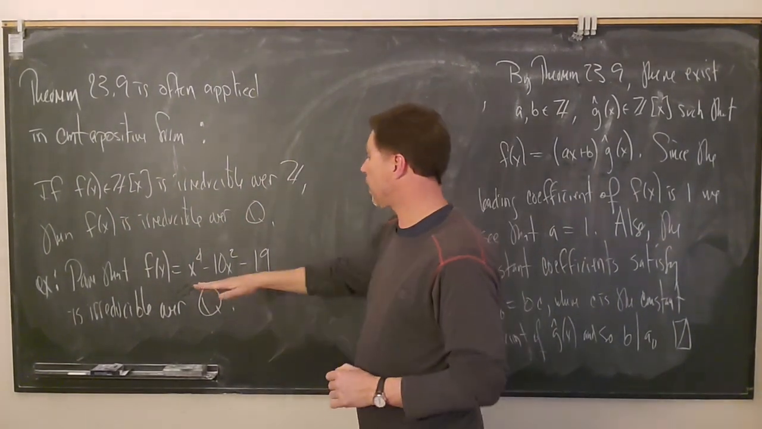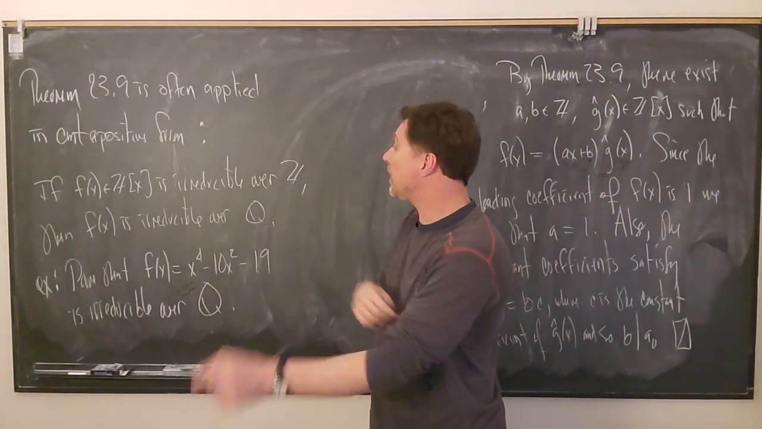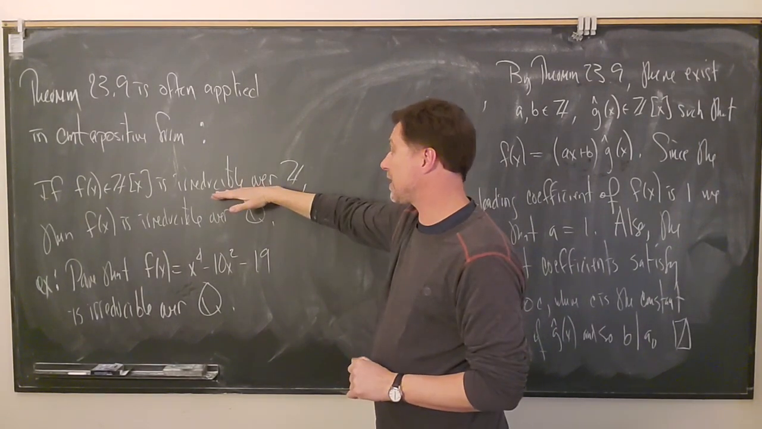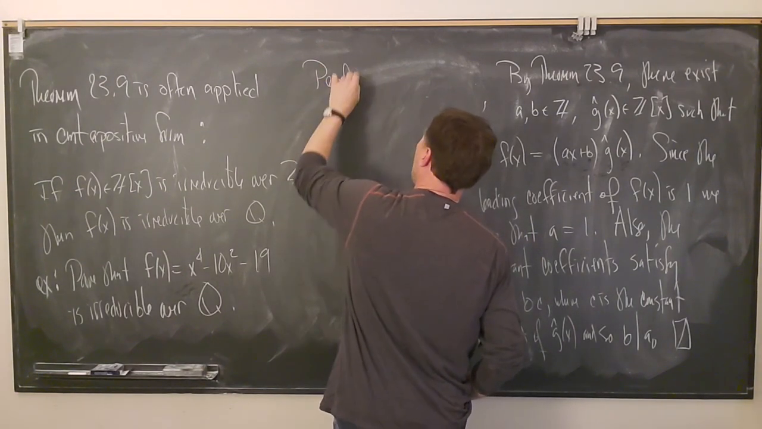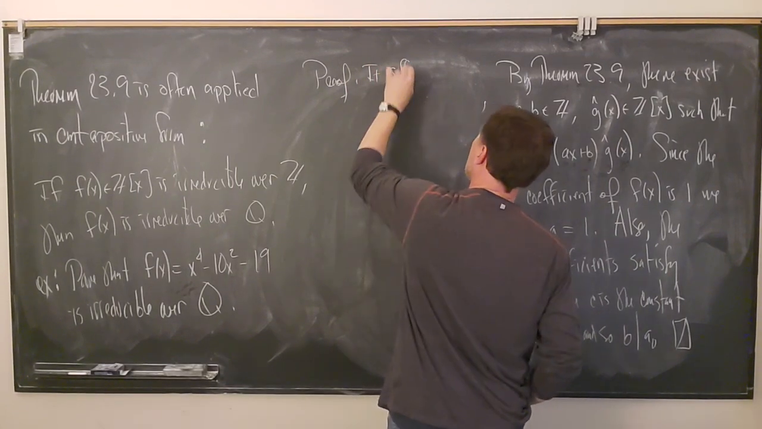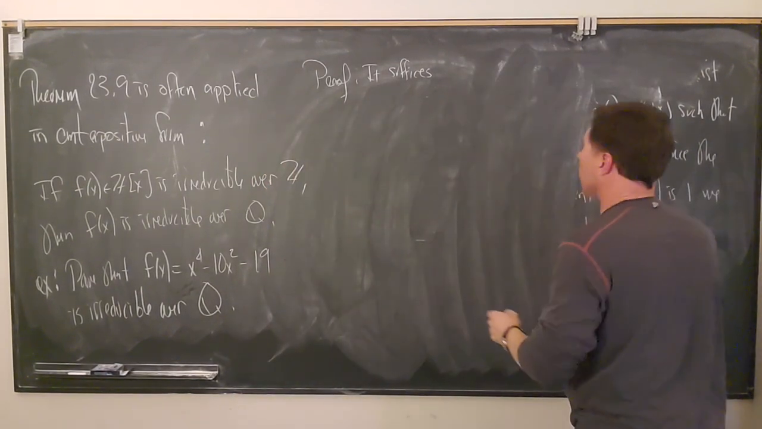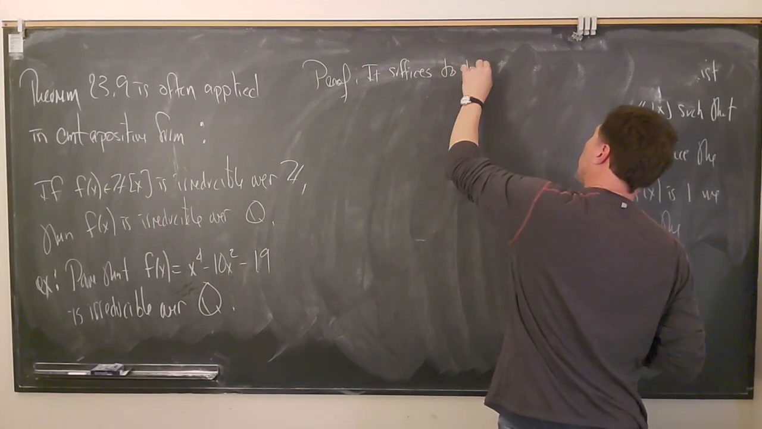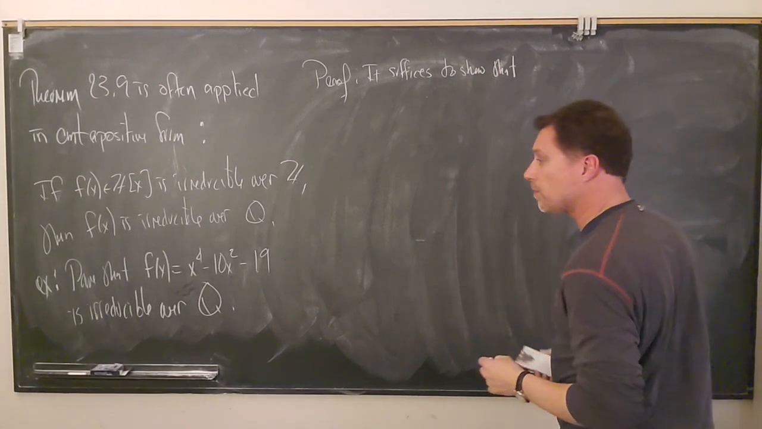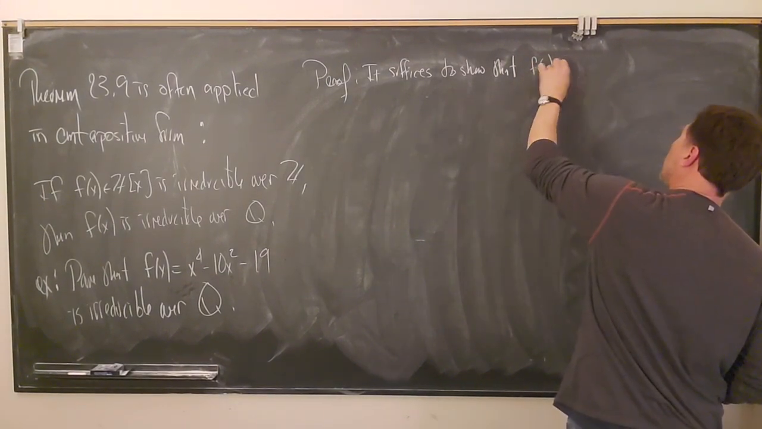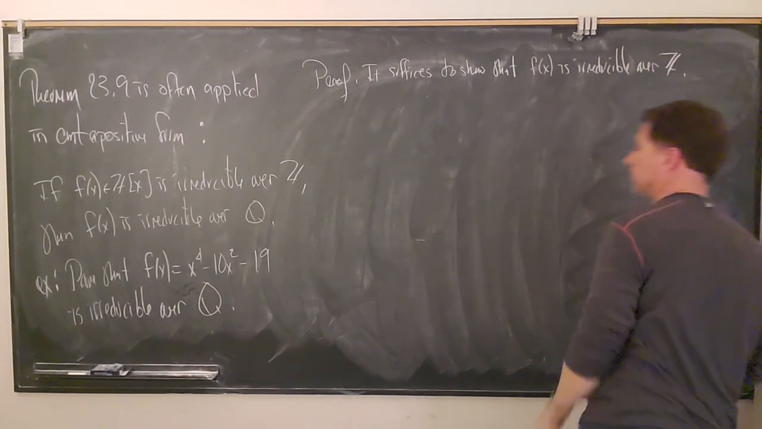So what we have here is a polynomial with integer coefficients. According to this observation, it suffices to show that it's irreducible over Z. If we have that, then we can conclude that it's irreducible over Q. So for our proof, it suffices to show that f of x is irreducible over Z.